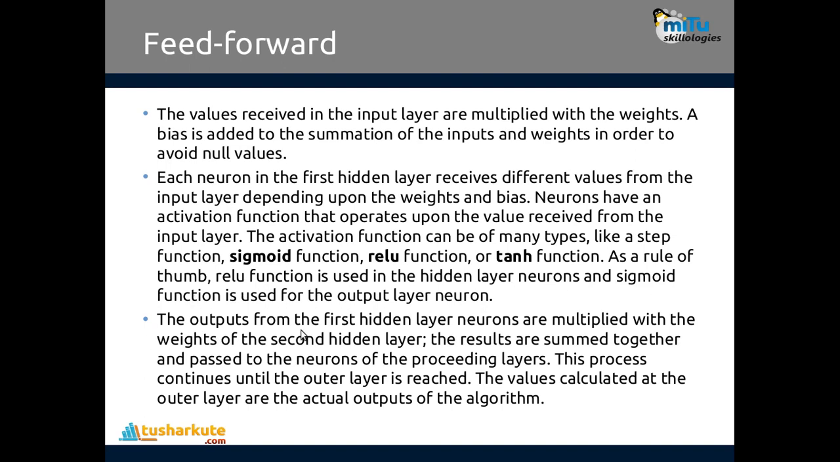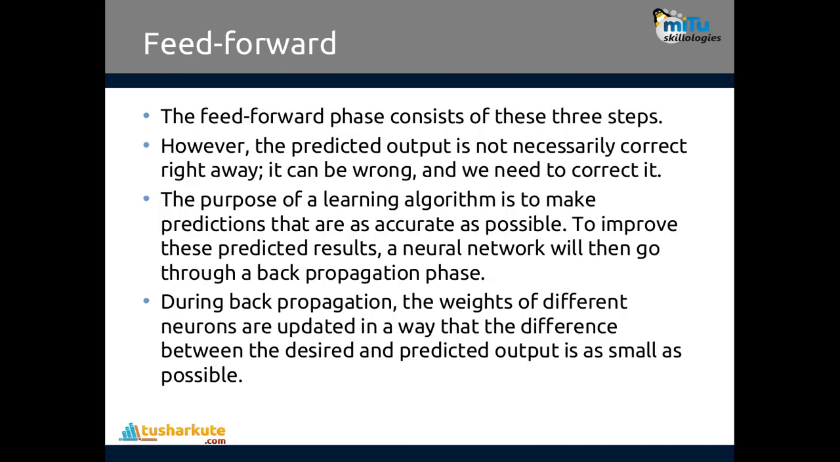The outputs from the first hidden layer neurons are multiplied with the weights of the second hidden layer, the results are summed together and passed to the neurons of the succeeding layer. This process continues until the output layer is reached. The values calculated in the output layer are called the actual output of the algorithm. So this is what we call the feed forward phase and feed forward neural network. Okay. The feed forward phase consists of basically 3 steps.